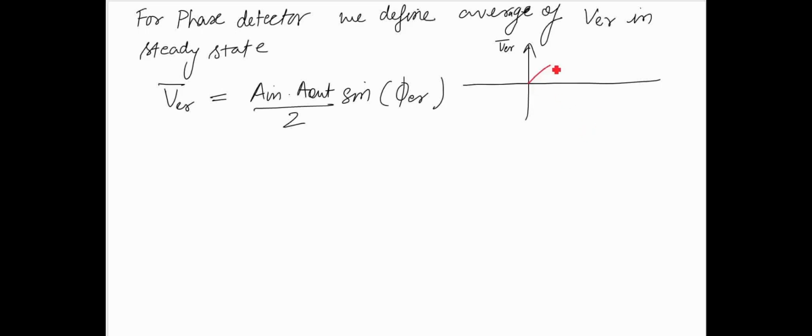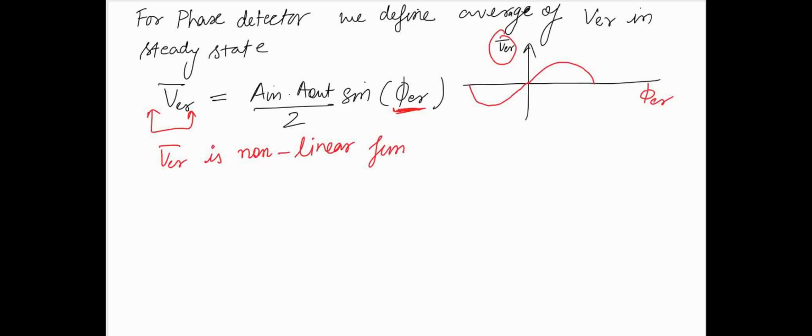It will be like this. Am I right? If your phi error is constant, then the average of V error will be constant. If you are varying your phi error, then you will get a sinusoidal wave. So you can see from here, the average of V error is a non-linear function of phase error.